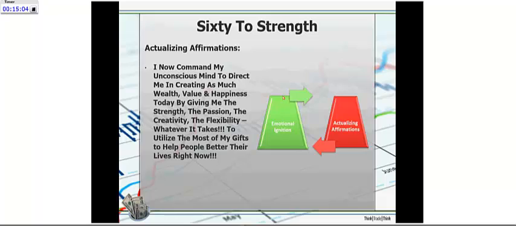And then the last one is, I now command my unconscious mind to directly create as much wealth, value, and happiness as possible today by giving me the strength, the passion, the creativity, the flexibility, whatever it takes to utilize the most of my gifts to help people live better lives right now. So, this is my favorite one too, because it really gets me amped up. People freak out sometimes when they see my morning routine, but I'm willing to do this because 99% of the people in the world will not do this, and that's what makes me successful, because I'm willing to do what they're not willing to do.